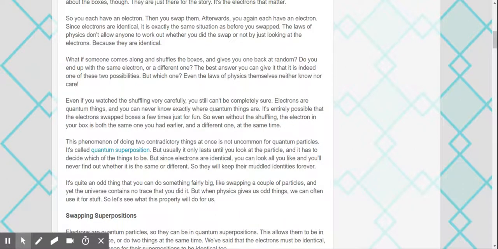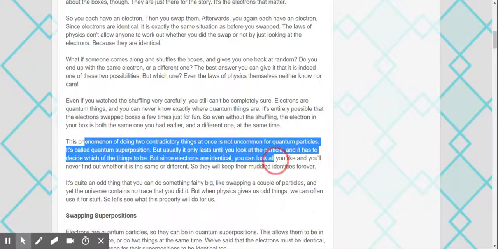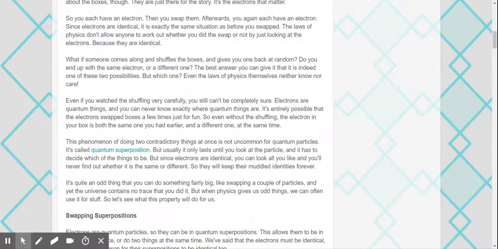So even without the shuffling, the electron in your box may not be the one you started with. This phenomenon of doing two contradictory things at once is common for quantum particles. It's called quantum superposition. But usually it only lasts until you look at a particle. It has to decide which of the things to be. But since electrons are identical, you can look all you like, and you'll never find out whether it is the same or different. So they will keep their muddled identities forever.